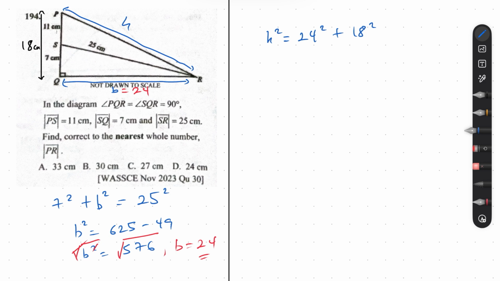So that will give us H squared equals 900. Cool. Now we can take square roots of both sides. This square will cancel out. Then we have H equal to 30. Now our hypotenuse here, H, is 30. Do we have that in the options? Yes, we have it. It is B. B is our answer. Cool.